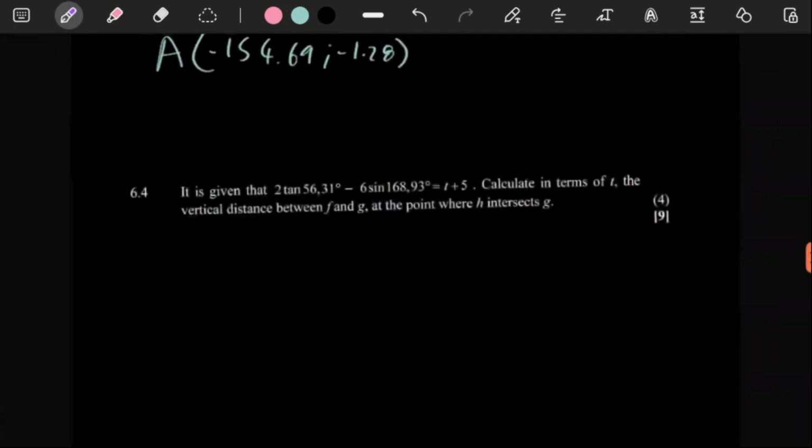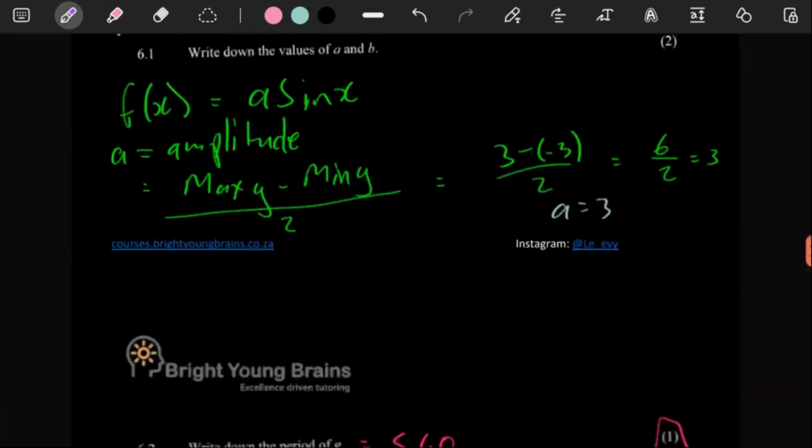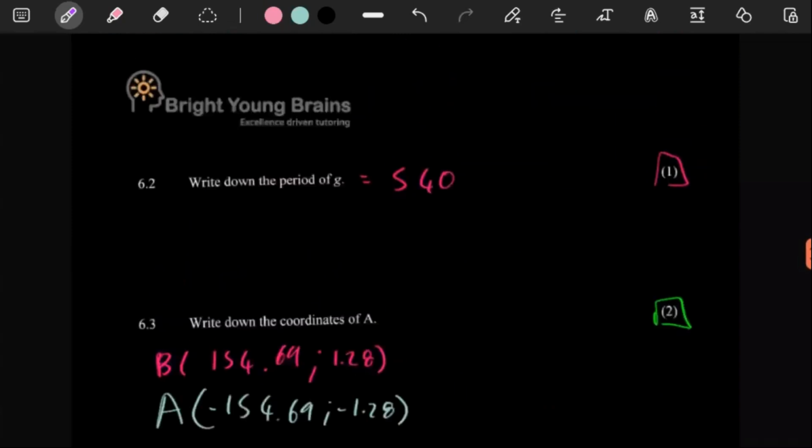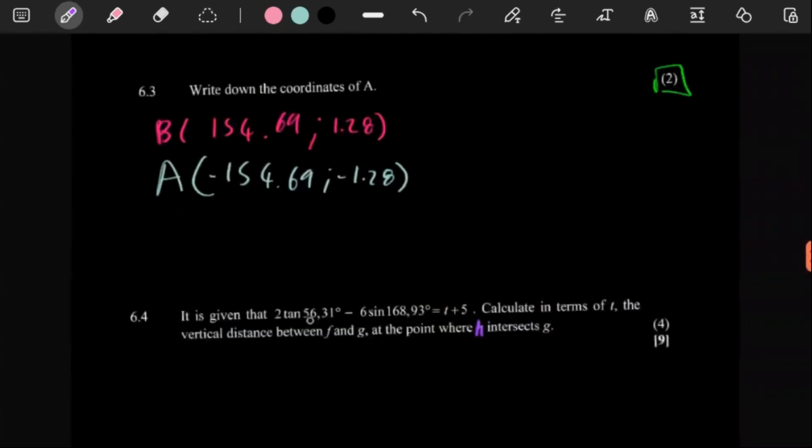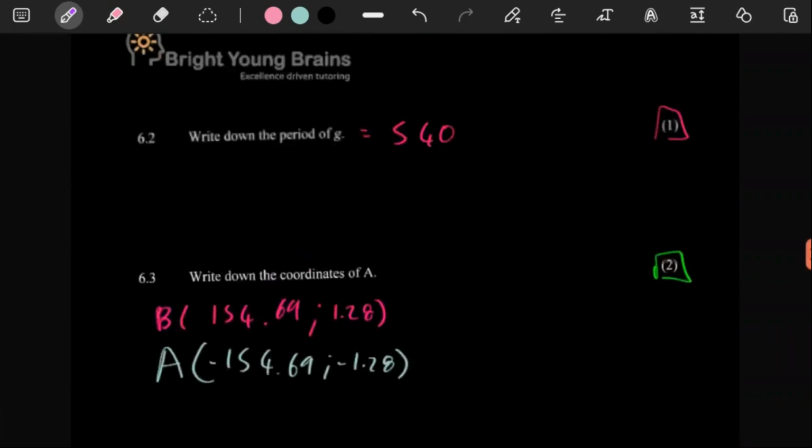Oopsie, what is that? It is given that this minus this is equal to t plus 5. Yeah, this looks weird. Calculate in terms of t the vertical distance of f and g at the point where h intersects g. Yeah, that's a weird looking question. We have to read it again. Given this expression, calculate in terms of t the vertical distance between f and g. Where is f and g?